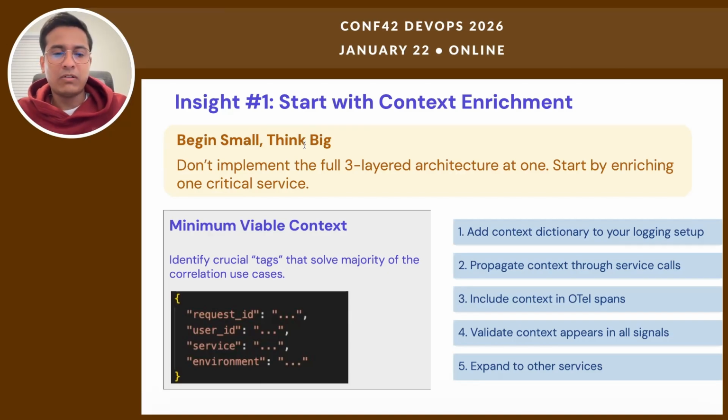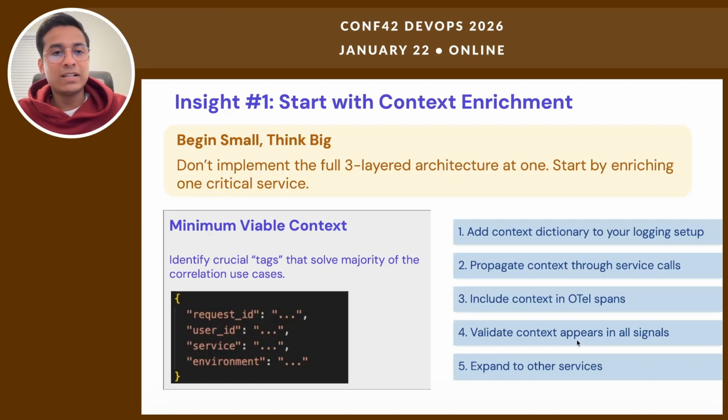Minimum viable context essentially means: what are your crucial tags? It could just be, for cost tracking, a team ID, an owner tag, or a service ID, and you know that this service has really heavy load. So start with the minimum viable context and also the minimum viable implementation. For that, add a context dictionary to your logging setup, propagate context through service calls, include context in OTel spans, validate context appears in all signals, and expand to other services.